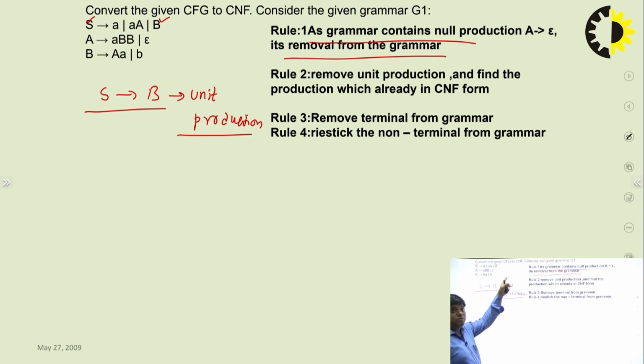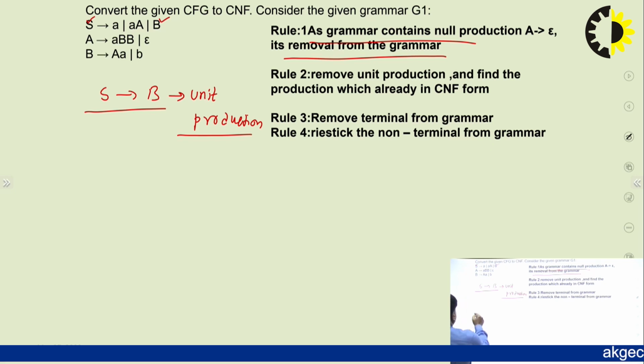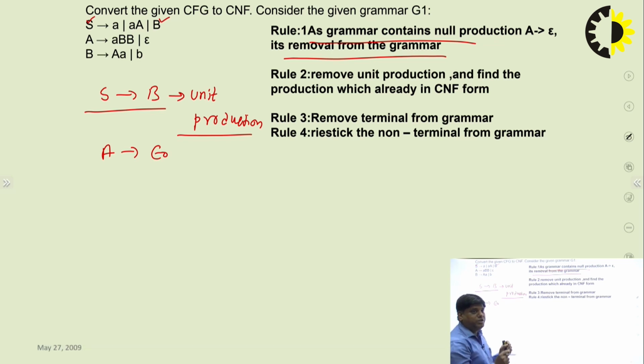Then what is the rule? Remove the unit production. And what is the null production? One production, A tends to null. In this grammar, a null production is also given. So what is the first rule? Remove the unit production and remove the null production. First I remove the unit production.